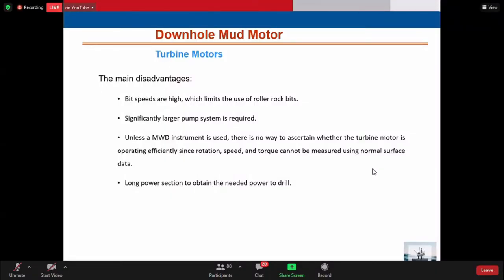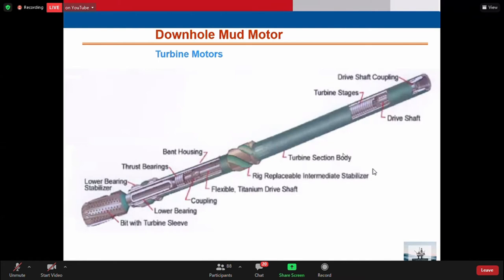to monitor the data of the rotation and the torque for the normal surface data. Long power section to obtain the needed power to drill. So as we see in the picture, we have long power sections. This is the long power section.